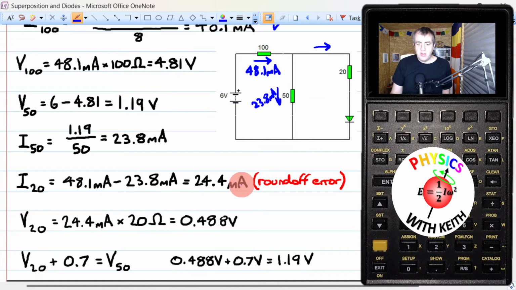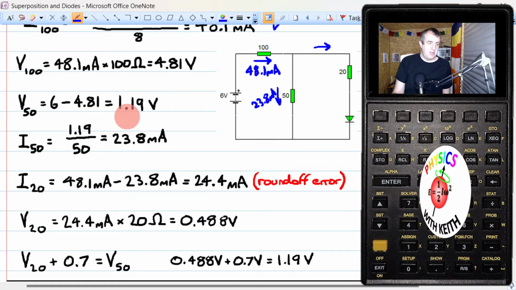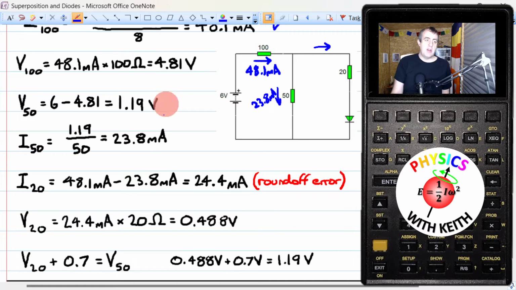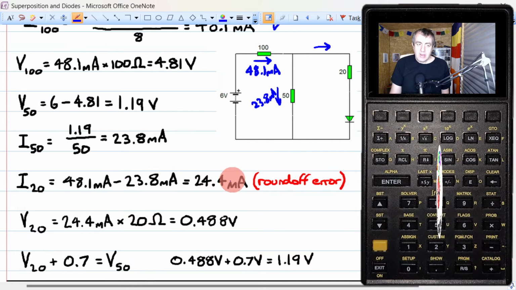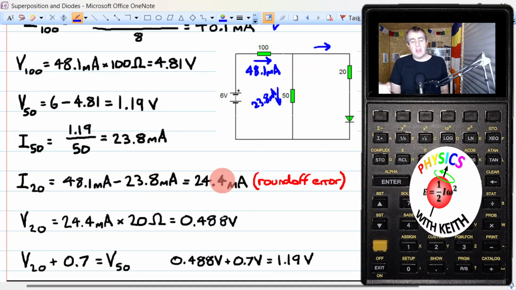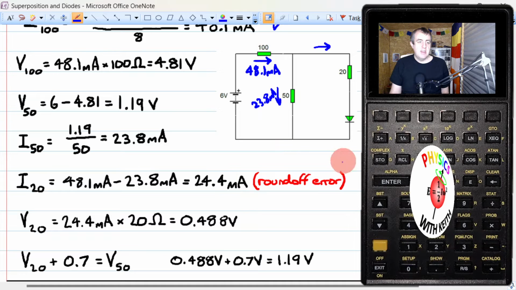Now, just be careful with this. I've got a little bit of a round-off error. I've rounded these numbers, you see. And because I've rounded these numbers when I've written them down, if you write into your calculator exactly what I've written down, you won't get this answer. This answer comes from when I use unrounded numbers. So just be a little bit careful of that.